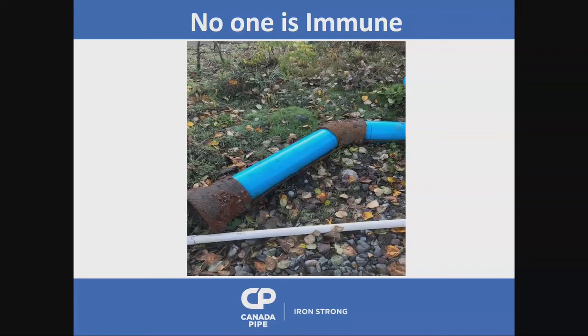Here's an example. This pipe was put in 20 years ago. That's what they told me in this community. I won't name the community, but that's what they told me. And I said, what was your corrosion plan? And they said, our corrosion plan was using PVC pipe. Well, you can see that the fittings didn't last. The pipe looks great, but without the fittings, you don't have a pipeline.